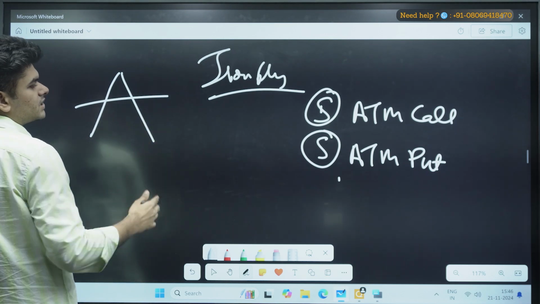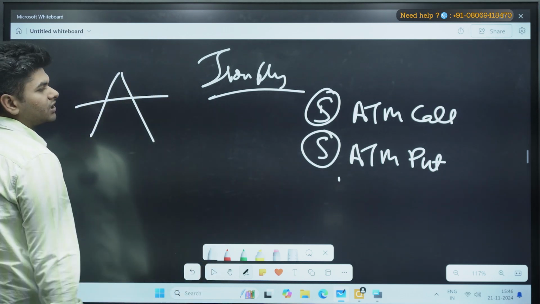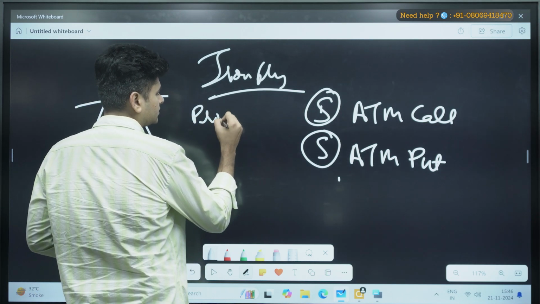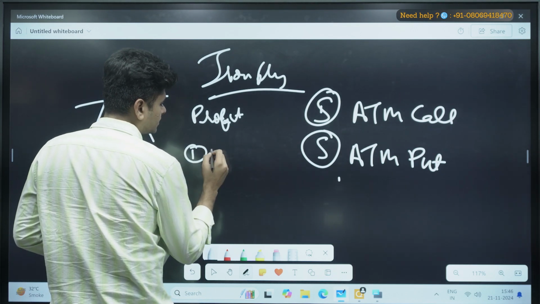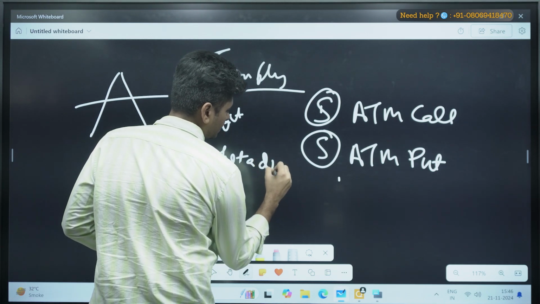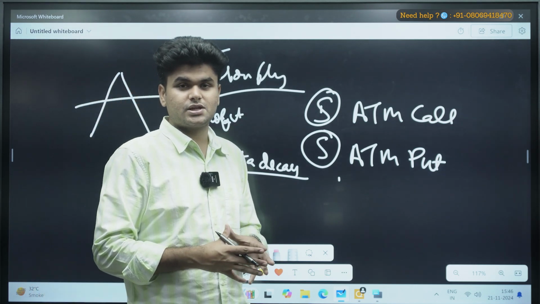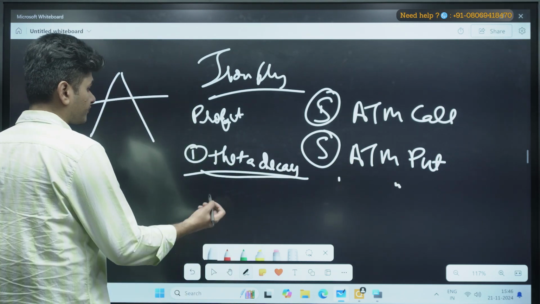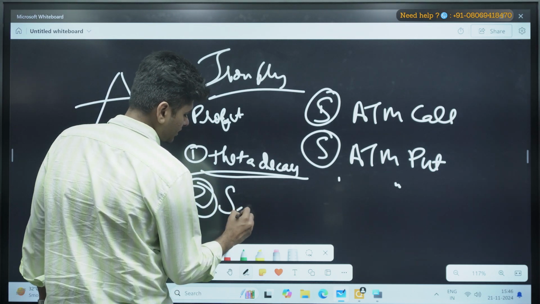Now basically when you do such kind of a strategy, you can make the most out of the sideways market. Your profit here is when there will be theta decay. As the expiry is coming nearby, you can take advantage of theta decay with the help of this particular strategy. Secondly, you can take the benefit of the sideways market.